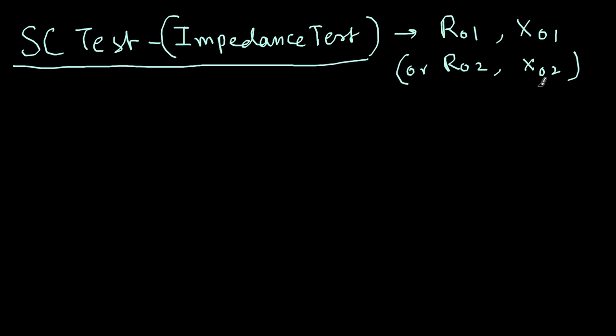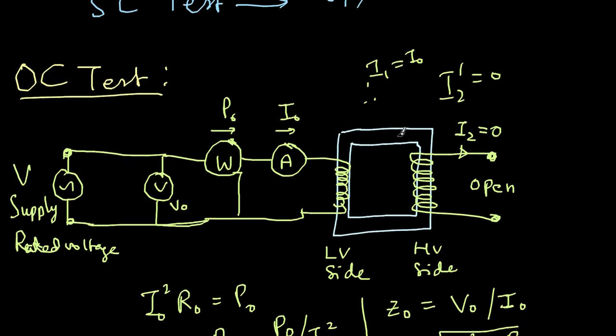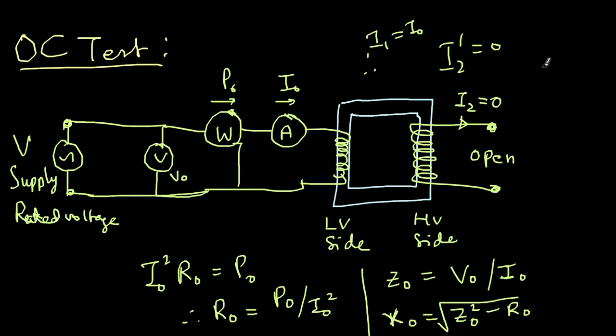You know how to transfer between sides: if you know R02, you can find R01, and so on. So the equivalent resistance referred to one of the sides of the transformer we can determine using the short circuit test. The circuit diagram is exactly the same, so I can go back and copy the circuit diagram from here. Let me select this region completely.